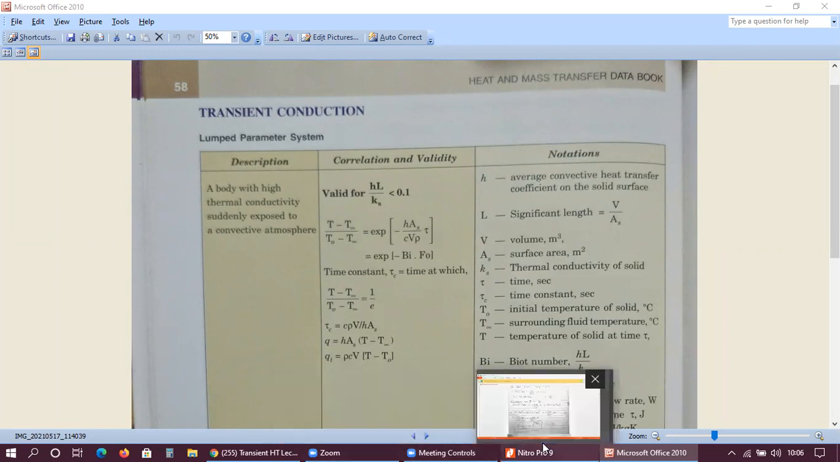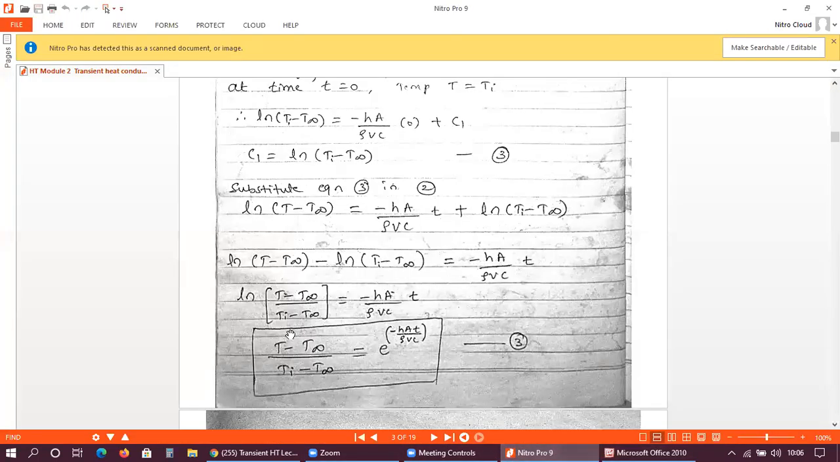This is the expression we have obtained, right? It is the extension of the previous one. In the last class we obtained (t minus t infinity) divided by (ti minus t infinity) is equal to e raised to minus hAt divided by rho Vc. In the last class we also discussed that this right hand side is equal to e raised to minus Bi into Fo, where Bi we call the Biot number, and Fo we call the Fourier number.